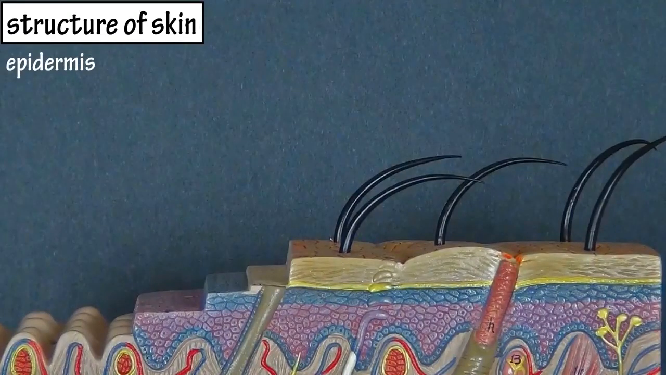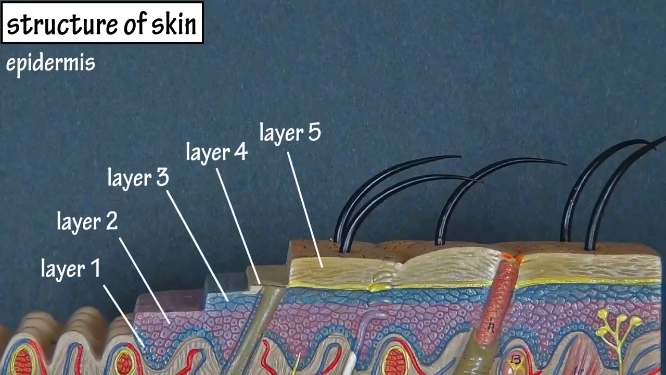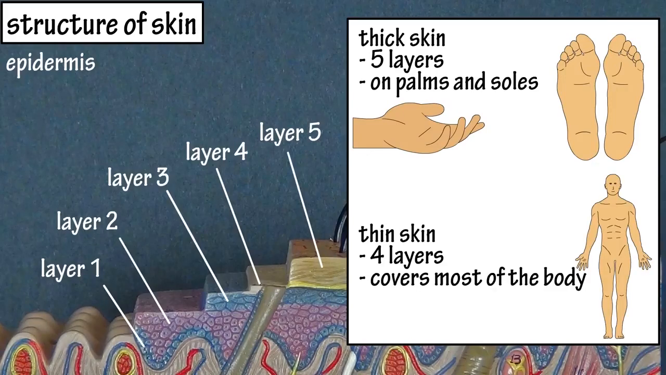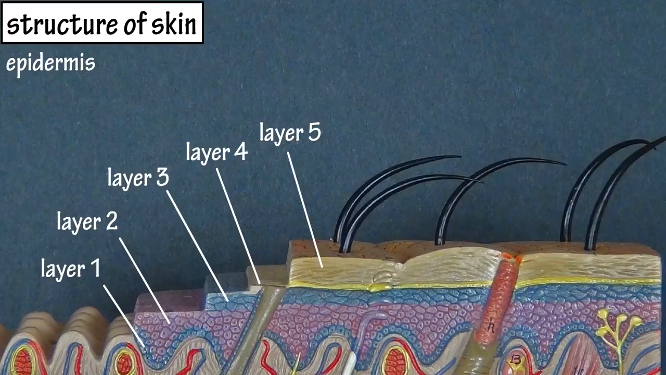The epidermis consists of 4 to 5 layers, depending on the type of skin. Thick skin has 5 layers, and it is found in the palms of the hands and on the soles of the feet. Thin skin has 4 layers and is what covers most of the body. The skin model we're looking at has all 5 layers.